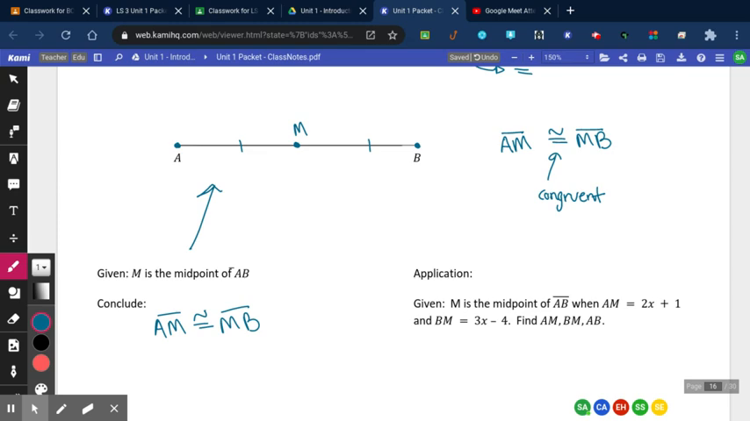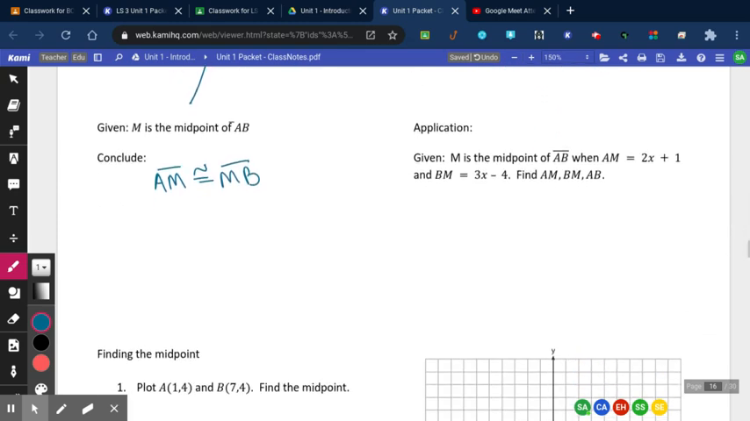When we think about the applications, this is more of what we've been doing lately. They tell me M is the midpoint of AB, so I have this line just like above: M, A, B. AM is 2x plus 1, and BM is 3x minus 4. So they want us to find the length of AM, BM, and AB.